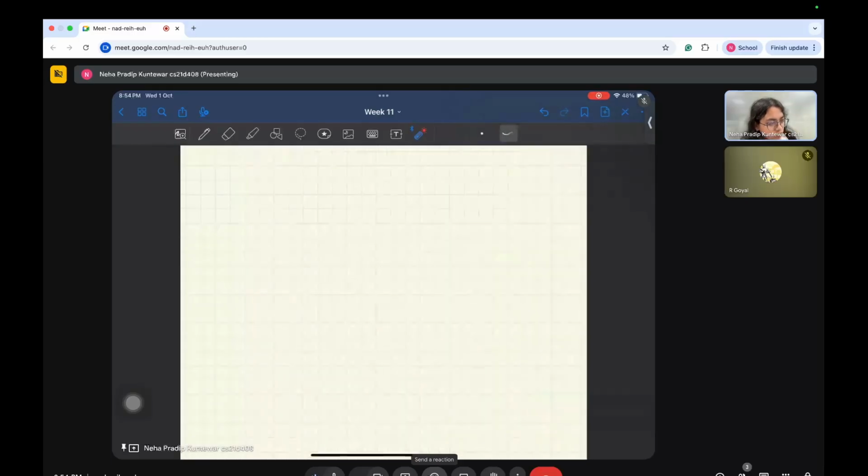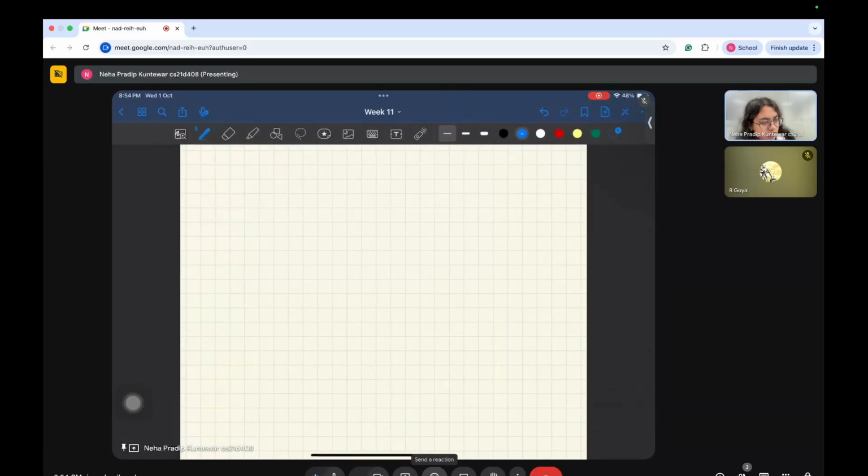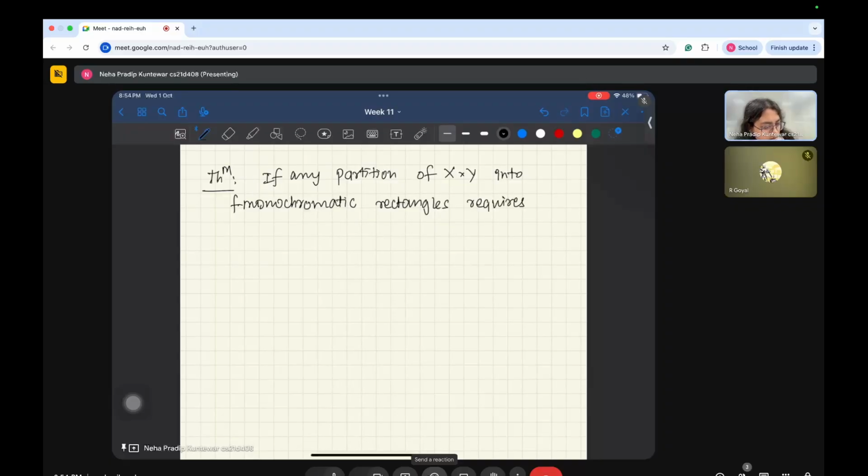Okay, what we know is this theorem that we did in the class: if any partition of x cross y into monochromatic rectangles requires at least t many rectangles, then d of f is at least log t. So what does this mean?